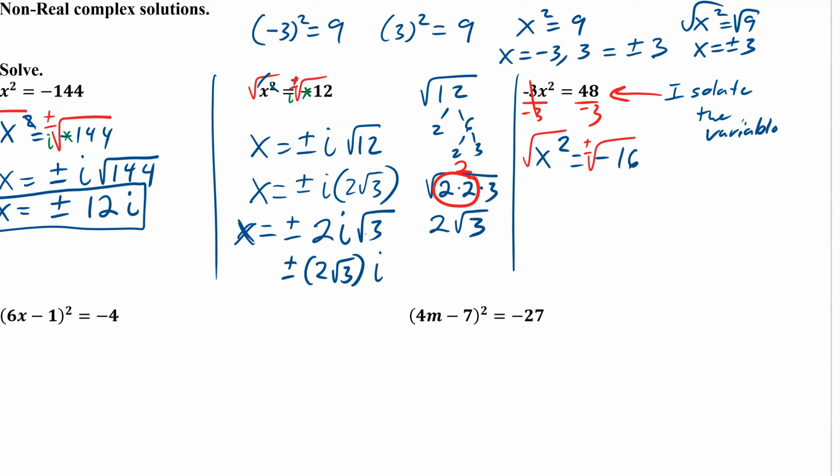Plus or minus. And so I know you guys are probably good at this now, so let's do this. We know that's an i, so it's going to be plus or minus. That's a 4, and that's an i. So plus or minus 4i. And that's your answer.